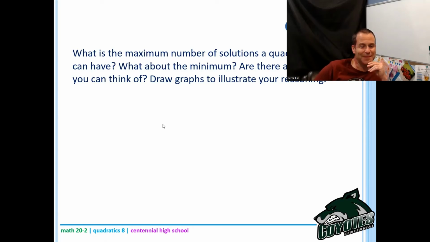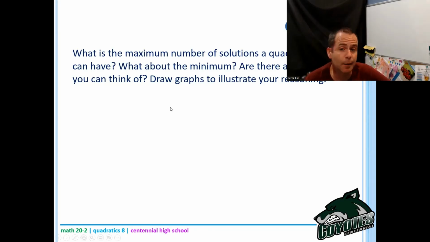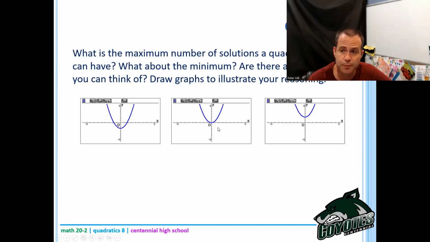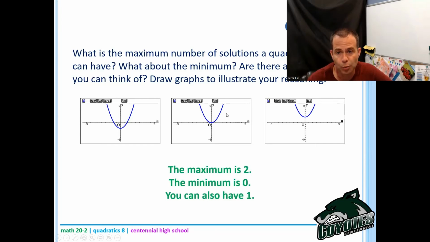Welcome back. I want you to know that there's 3 cases. The maximum I can have is 2 solutions, but then I could also have 1 solution, or I could have no solutions. Hopefully you've been able to draw a graph of each one of those, but I've shown you one here. Here I've got 2 solutions. Here I've got 1 solution because my vertex is right on the x-axis. And here I have no solutions because I don't cross the x-axis. So the maximum is 2, the minimum is none, and we could also have 1 as another scenario.